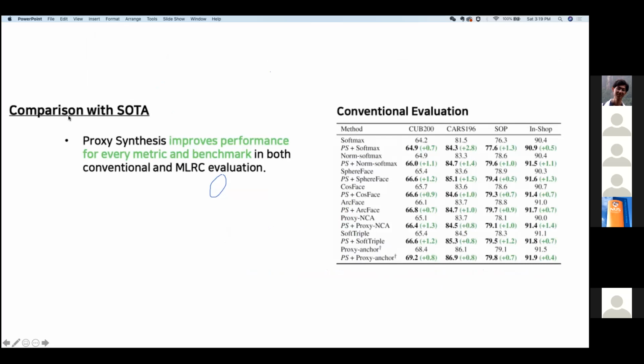And this is a comparison with other proxy-based losses, because they claim that proxy synthesis can be added on any proxy-based loss. So they check before and after adding proxy synthesis. But I find they only increase performance by about 1%. But when you run training many, many times, the variation between different trials can already be 1%. So I think the result is not very strong.